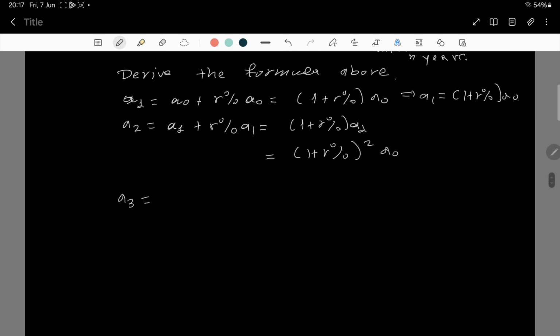For the third year I have the amount from the second year plus the interest rate, so this should be 1 plus R percentage times A2. So from here I substitute and I get 1 plus R to the power of 3 times A0.